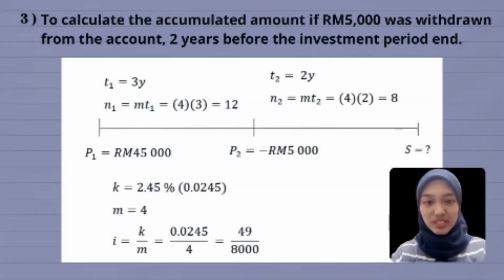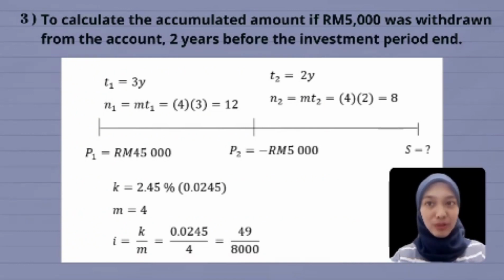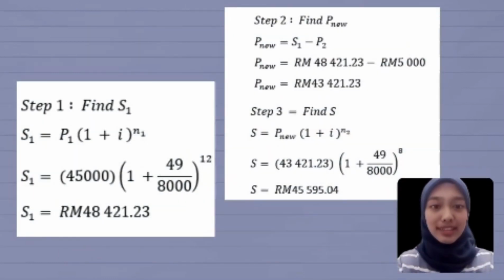Let's move to the third question, to calculate the accumulated amount if 5,000 ringgit was withdrawn from the account 2 years before the investment period ends. First, we have P1, which is 45,000 ringgit, and P2 is negative 5,000 ringgit. K is 2.45%, M is 4, compounded quarterly. And i equals K over M, and the answer is 49 over 8,000. We have T1 is 3 years, and n1 equals 4 multiplied with 3, and the answer is 12. Then we have T2 is 2 years, and n2 equals 4 multiplied with 2, and the answer is 8.